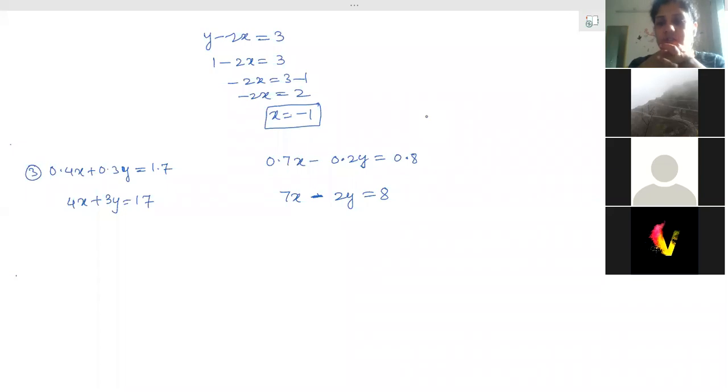Ma'am, like over here 3y and minus 2y, so the LCM is 6. So do we multiply with minus? No, no minus. You are multiplying with only the positive number. Okay ma'am, then this answer will be positive, negative. Now you have to add or subtract. Okay ma'am.